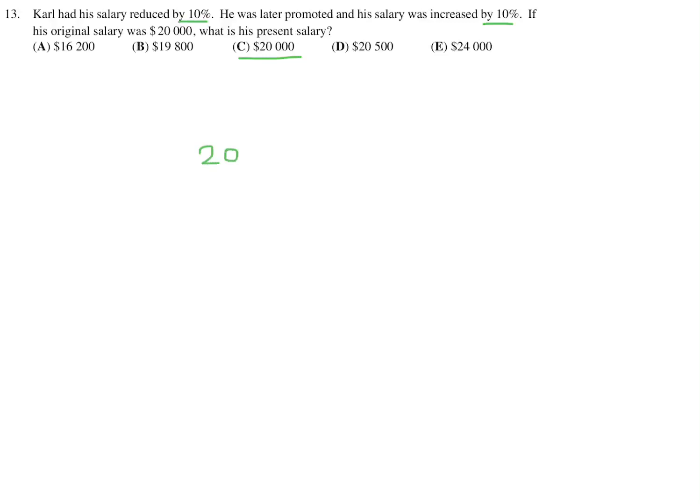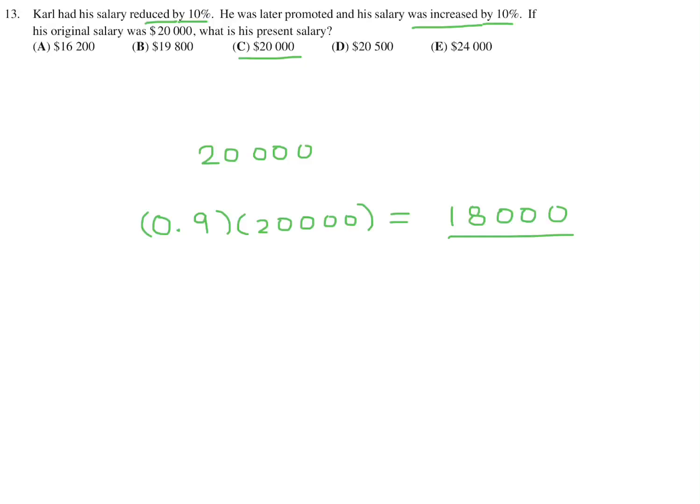If he starts at 20,000 and you reduce his salary by 10%, his salary would therefore become 0.9 times 20,000. That's how much he's going to get if his salary is reduced by 10%. And this is equal to 18,000. Then later, his 18,000 salary is increased by 10%. So his new salary becomes 1.1 times 18,000, which is 19,800. So this is his present salary. So the answer for 13 is B.